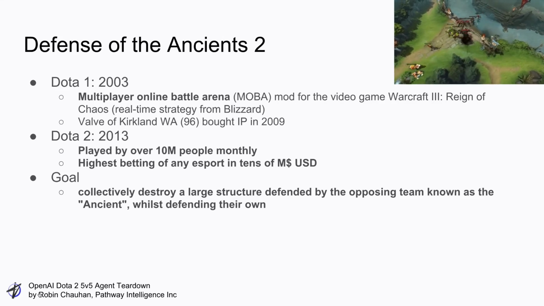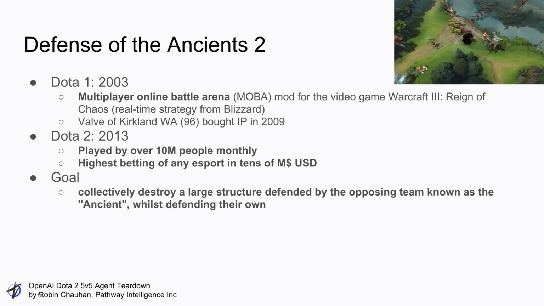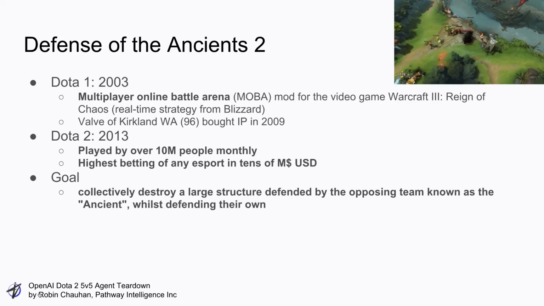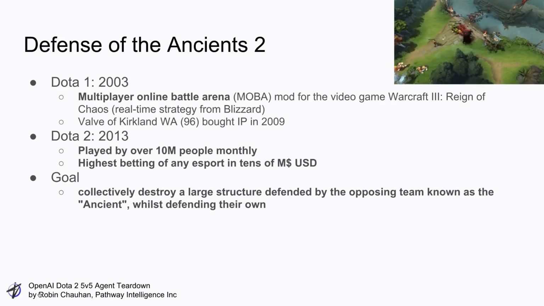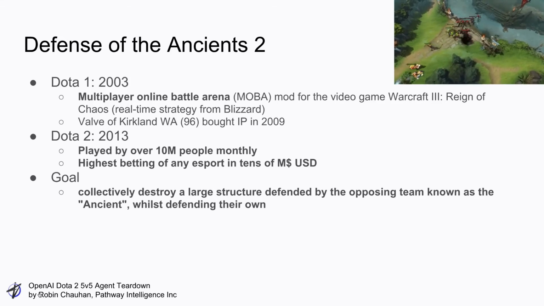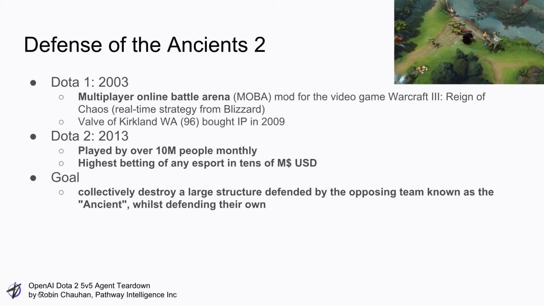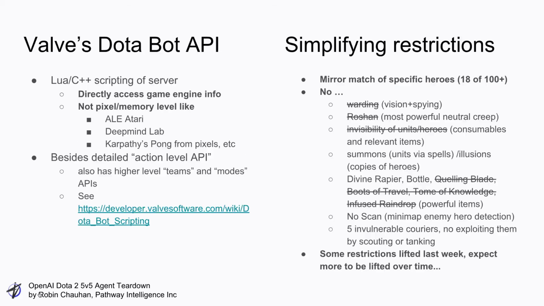DOTA is Defense of the Ancients. The first DOTA was a multiplayer online battle arena that kind of started the craze. It got taken over by Valve from Blizzard, and Dota 2 is played by a huge amount of people every month, and there's a lot of betting that happens, especially in Europe. So Valve created a bot level API for Dota, and that's what OpenAI's bot accesses.